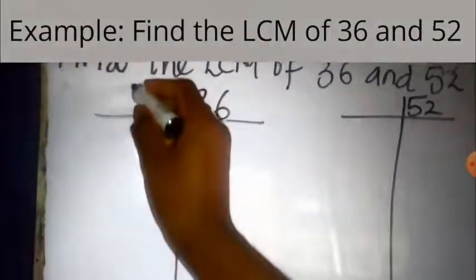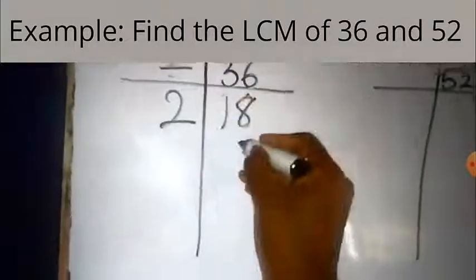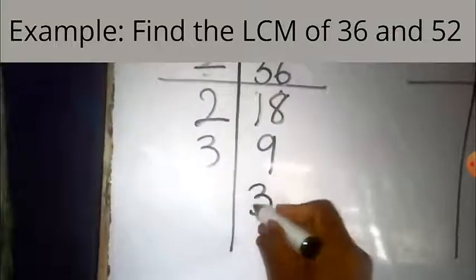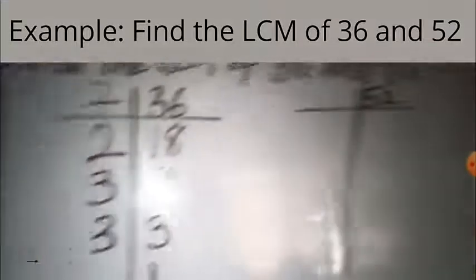Now 2 is the smallest prime number that can go in 36. So 2 goes into 36 18 times. 2 into 18, 9. 3 into 9, 3. 3 goes into 3, 1.